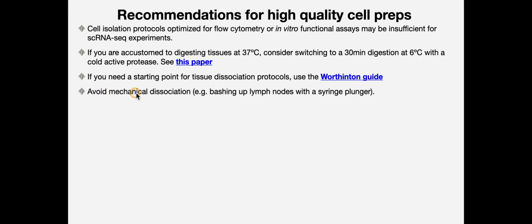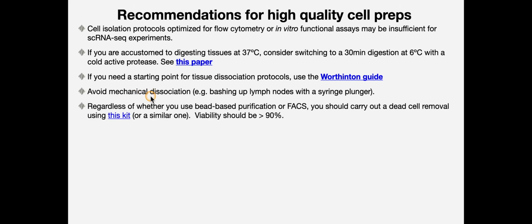And then at all costs, avoid mechanical dissociation. Don't bash up your lymph nodes or spleen with a syringe plunger. Use less harsh, less mechanical methods for separating tissues. Regardless of how you get your cells, whether you're doing bead-based purification or flow sorting, you really should carry out a dead cell removal. I've linked to a kit here, and really any kit for this is probably sufficient, but the goal should be to get viability above 90%.